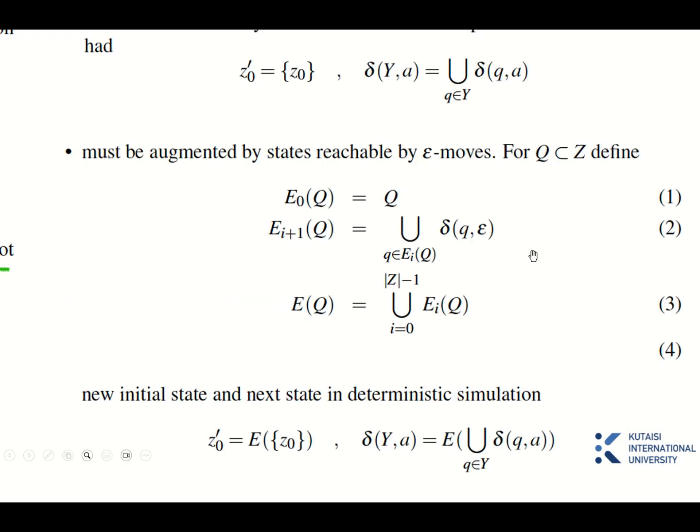It's called... I have to augment everything by states reachable by epsilon moves. So what are the states reachable by epsilon moves? Let's say I have a collection of states. For a toy example, think that Q is just one state, Z. By E0 of Q, I just denote Z. It's nothing. What is E1 of Q? E1 of Q will be the union of all states that are reachable by epsilon moves from Z.